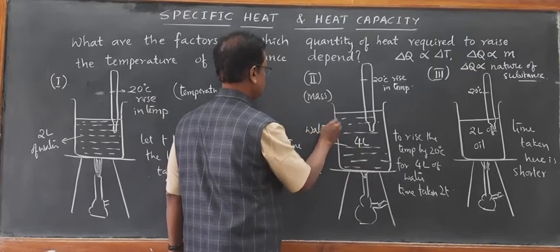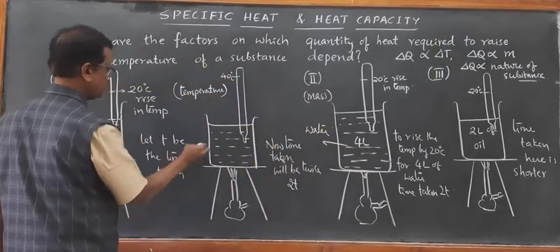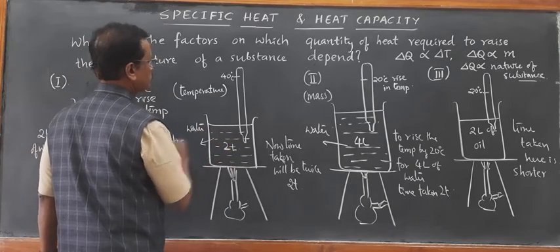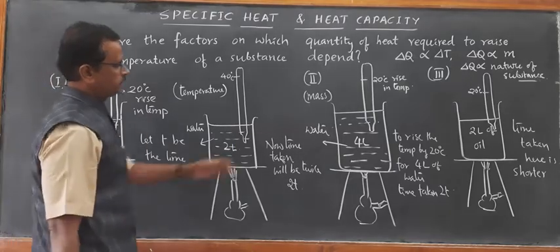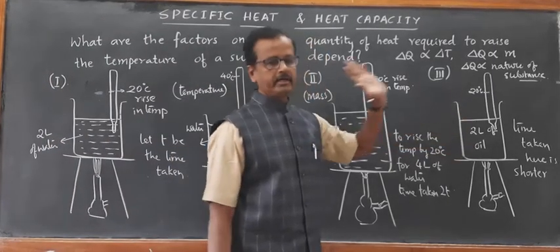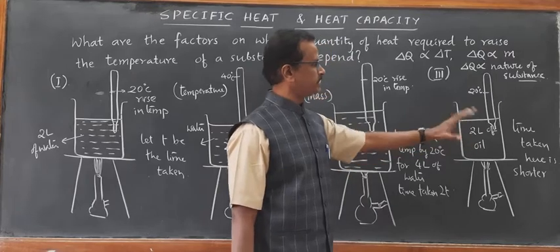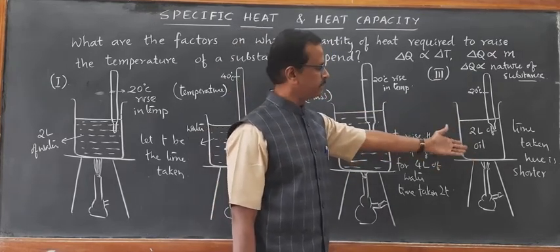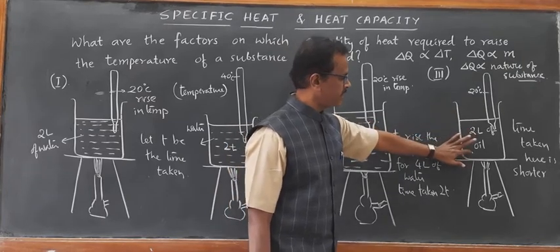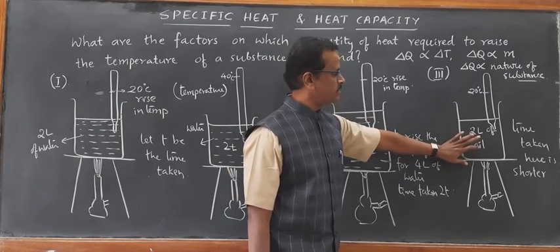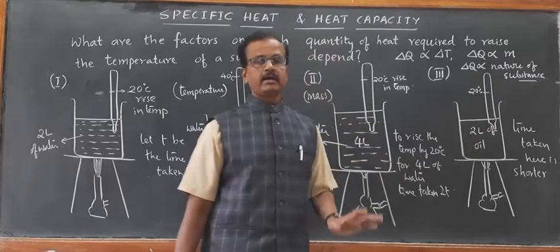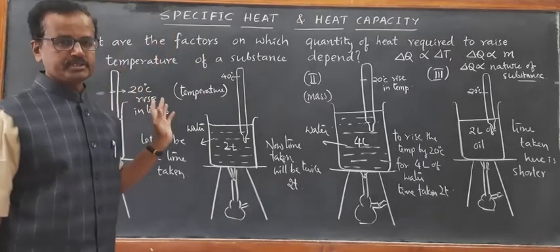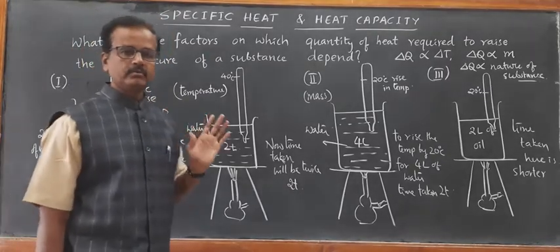After changing the substance from water to oil: these are all the examples of water. 2 liters water, here it is 4 liters water, here it is 2 liters oil. By taking a different substance, we come to know that the heat required will be different now. It depends on the nature of substance and the characteristic quantity of this substance. That characteristic property of that substance is determined by a quantity called specific heat. Now we will learn about what is specific heat.